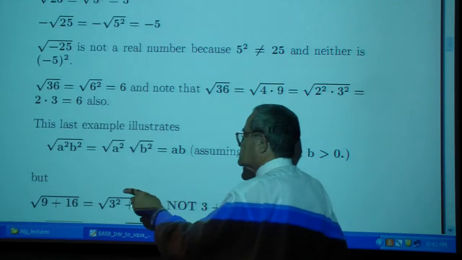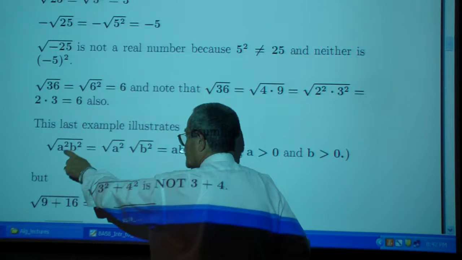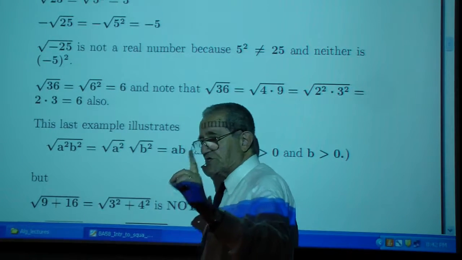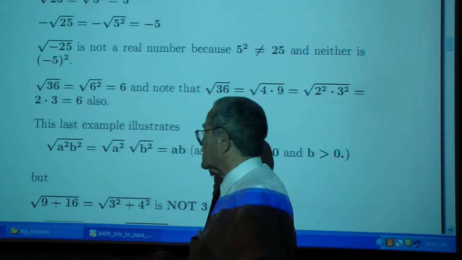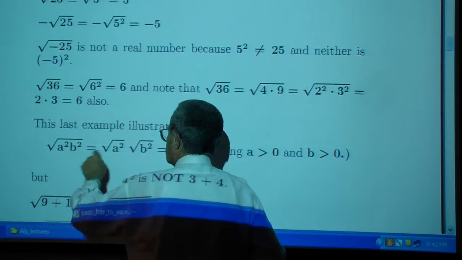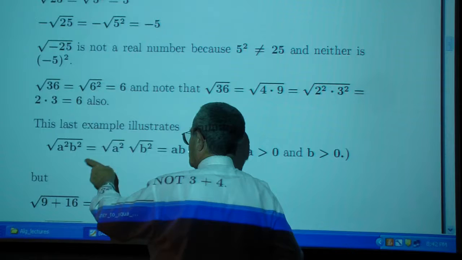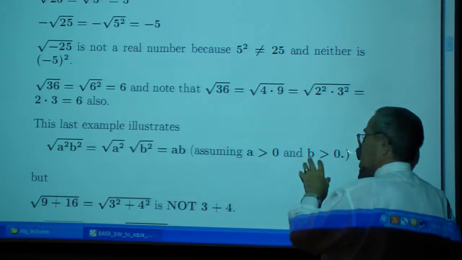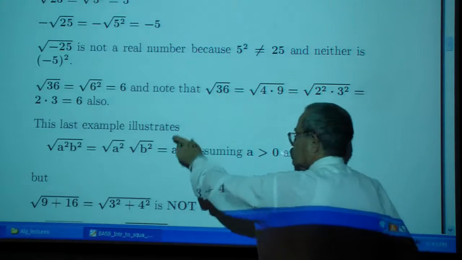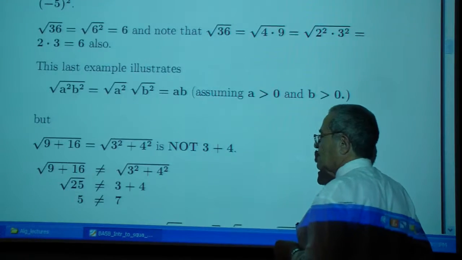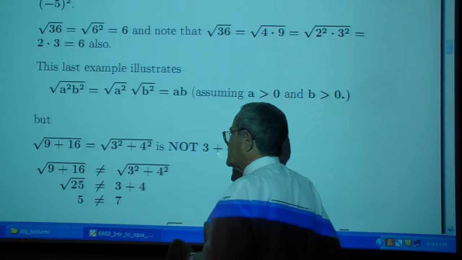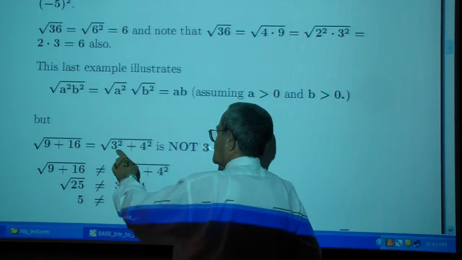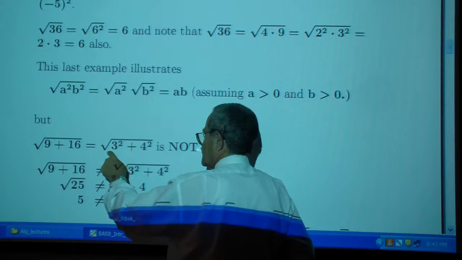The square root of a squared times b squared. Now if you have multiplication, careful, multiplication, not addition or subtraction, you can factor out a squared, which is a, b squared, which is b. And I'm assuming that a and b are not negative. That's why I don't have absolute values here. But as I said, be careful when you have plus or minus. The square root of 3 squared plus 4 squared is not 3 plus 4.